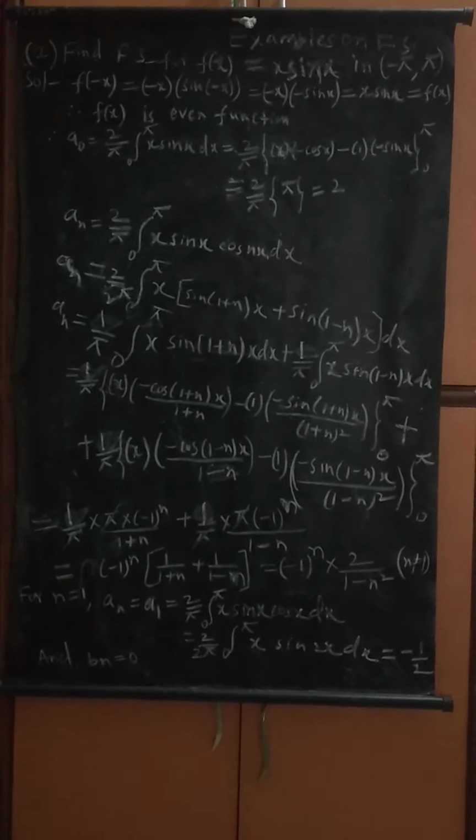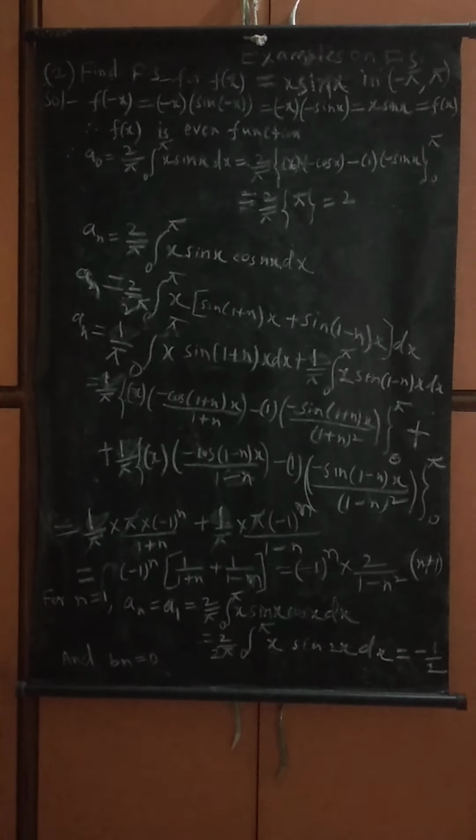After using the results again from trigonometry, what are they? Cos of pi plus theta is equal to minus cos theta. Cos of pi minus theta is equal to minus cos theta. Cos of n pi is equal to minus 1 raised to n. Cos 0 is equal to 1. Then sin of n pi is equal to 0. Sin 0 is equal to 0.